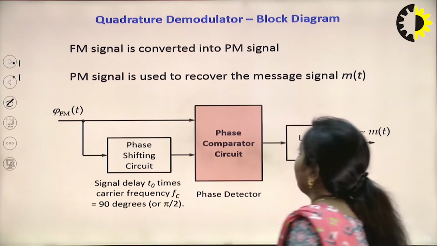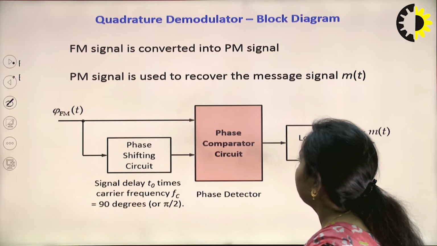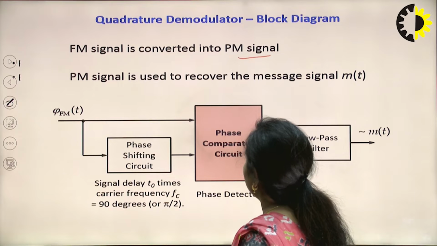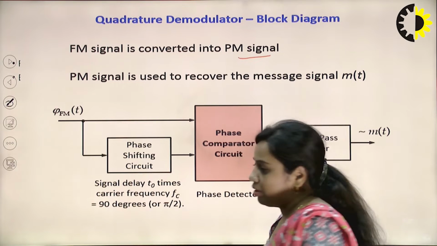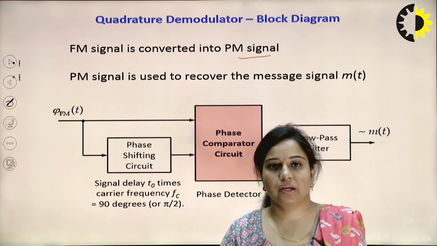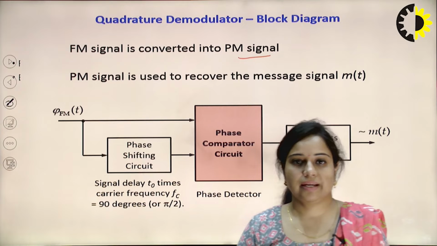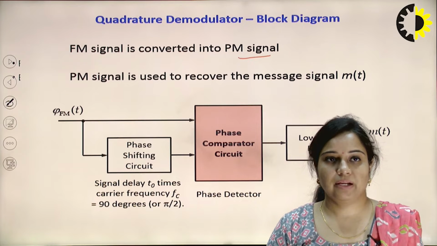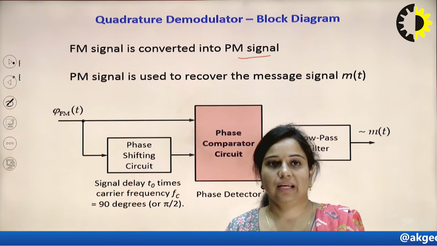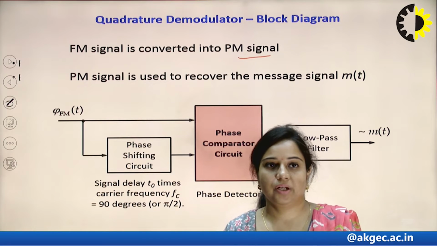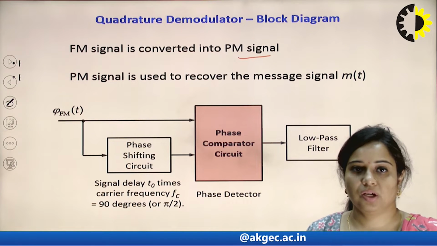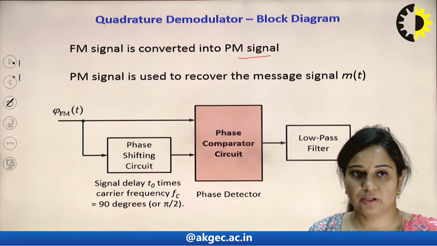Now, next is the quadrature demodulator block diagram. The FM signal is converted into PM, and the PM signal is used to recover the message signal. In the first type, we converted the FM signal to AM and then used an AM kind of demodulator. In the second case, we used the balance slope detector, that is the Foster-Seeley. The third type is the quadrature demodulator, where we convert the FM signal into PM, and then recover the message signal from the PM signal.